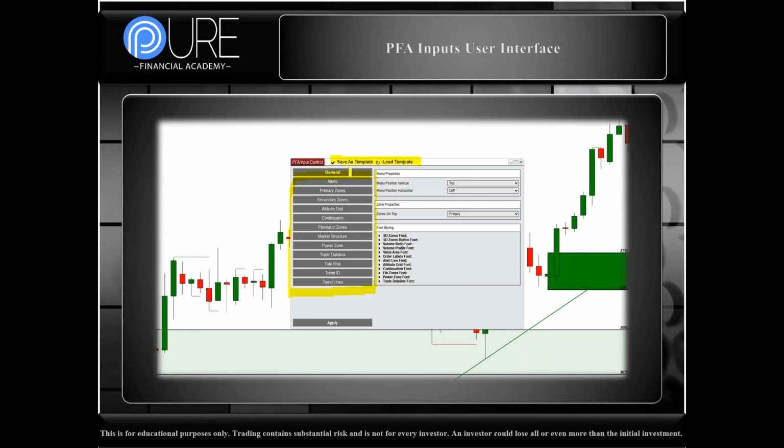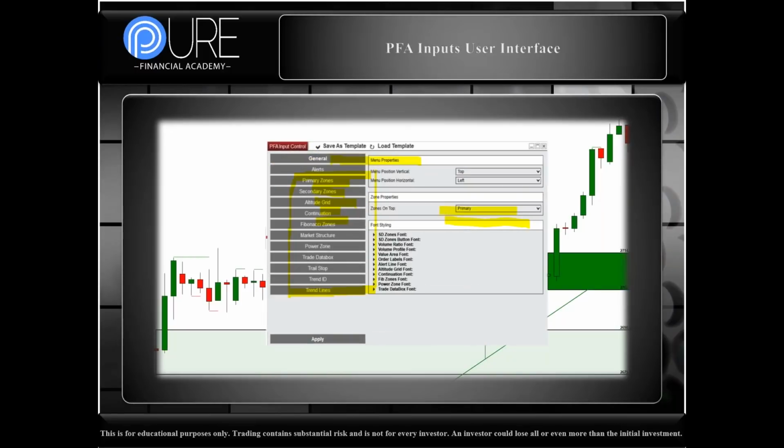For example, we have the general tab. You're going to see all the settings, typical stuff, font styling. We actually have several more settings here now, which I can show you in a moment. But that's where the alerts come in. And again, just all the different settings, primary, secondary zones, altitude, grid, you get the picture. A lot of different things there, and each one of those categories that you click on is going to contain all the settings for that particular portion or item.